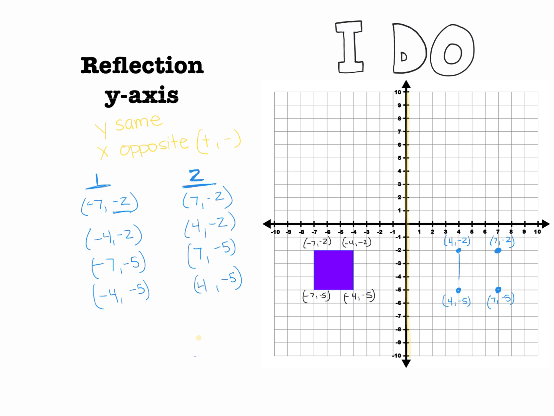And now you can create your shape by connecting the coordinates or connecting the dots. You might want to use a ruler to keep them nice and straight. And there you have it. This is shape number 1, and this is shape number 2. You've reflected.